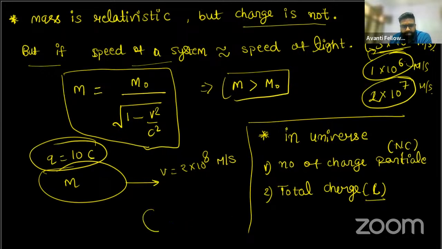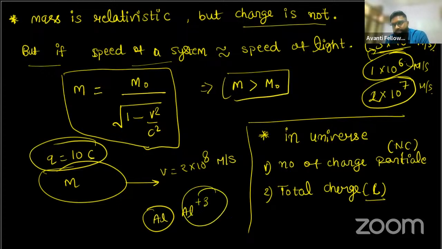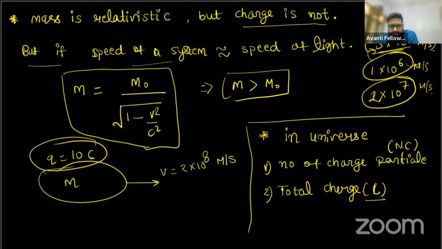ठीक है, अभी this is aluminium, let's say aluminium, now it is neutral, but suppose I am talking about Al plus 3. क्या आपकी भी number of charge particle fixed है? नहीं, but total charge is fixed. ठीक है ना? So that is why number of charge particle is not fixed, but total charge remains conserved. I think charge we have covered completely and entirely.